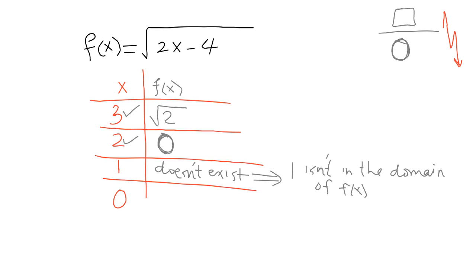Okay, so 1 is out of the domain of this function. 0: 2 times 0 is 0, minus 4 gives minus 4. The radical of minus 4 also does not exist. The same conclusion holds for 1. So x equals 0 and x equals 1 are not in the domain of f of x.